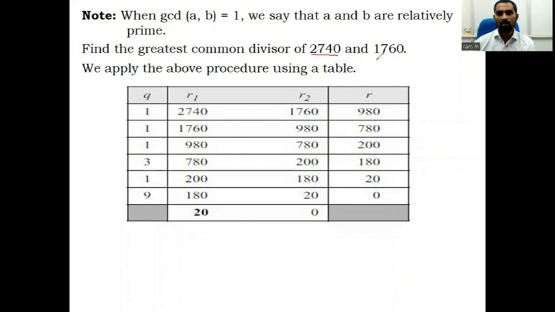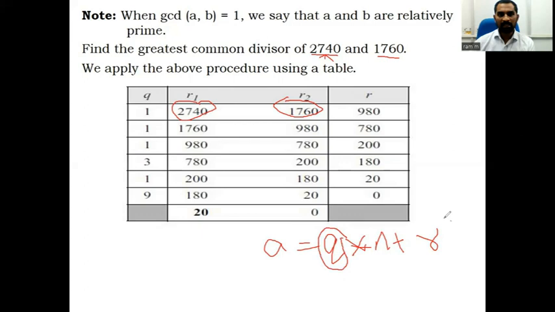So this is 2740, 1760. We know we should consider the biggest as R1 and the smallest as R2. So we have taken it as R1 and we have taken it as R2, right? From this, we need to derive the values of Q and R. We know the general formula, A is equal to Q into N plus R. This is the formula that we follow, where Q is the quotient and R is the remainder.